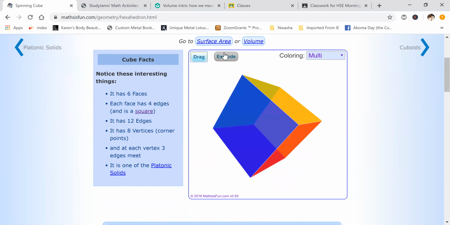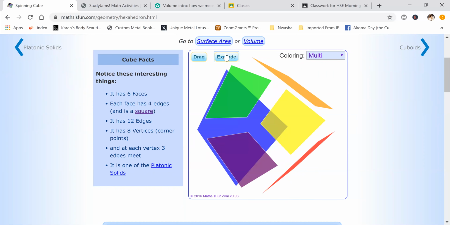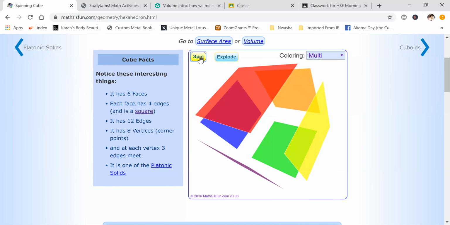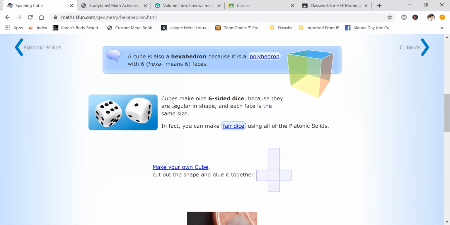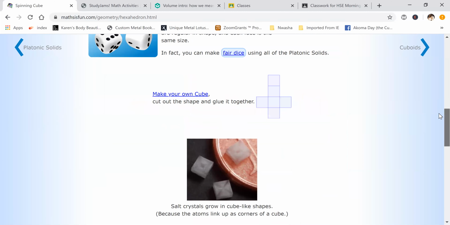And you can hit for it to spin. You can hit for it to explode. So exploding is going to be pulling it apart to give you an idea of all of the different faces. And then they have like a 6-sided die or dice are cubes, right? They also have other words like polyhedron and hexahedron that you probably won't see on your test. More likely, they're just going to say prism or cube or, you know, triangular prism. They're also showing you all of the pieces if you had to separate the cube.